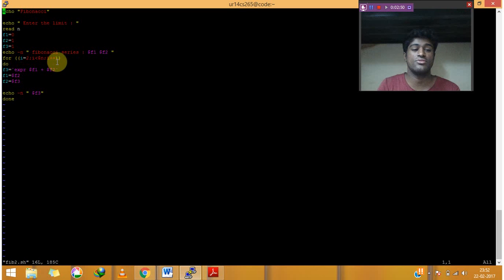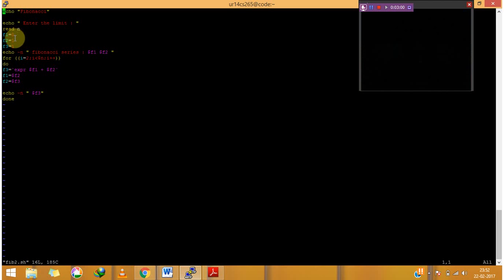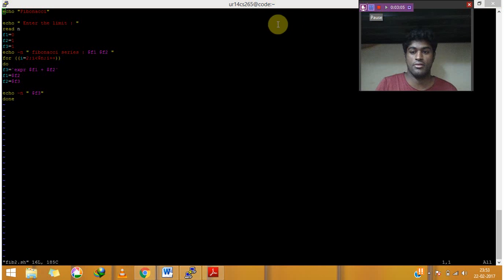For i equal to 2, i less than n, i plus plus, I am supposed to do two calculations less, so that's why I am starting with 2. Do f3 equal to expr f1 plus f2. So first I am adding f1 plus f2, that is, wait, the current has gone. So yeah, the current had gone.